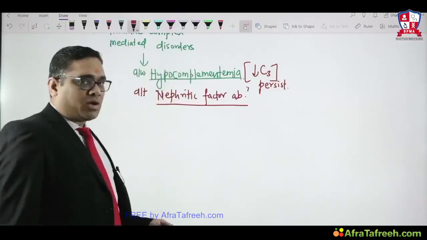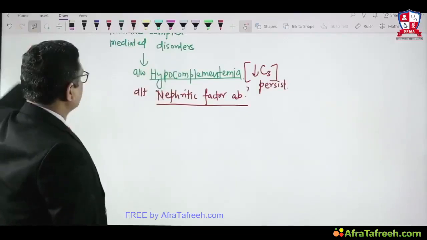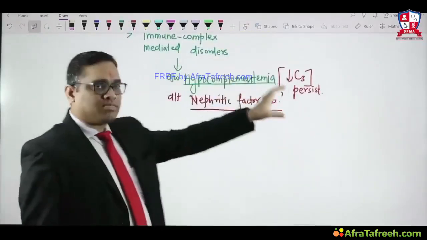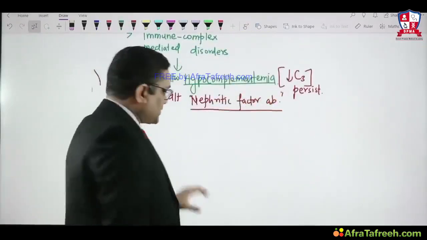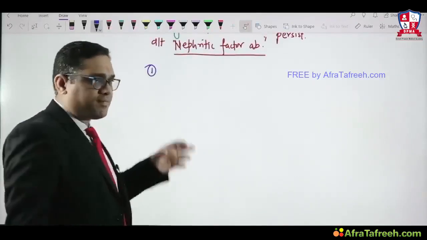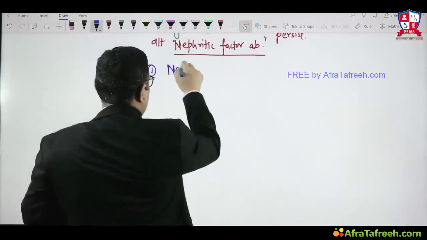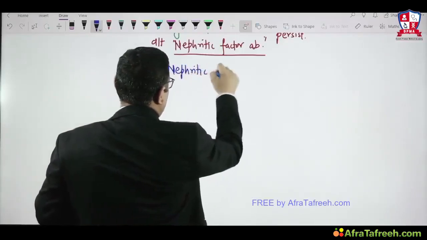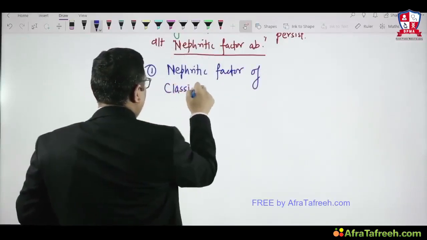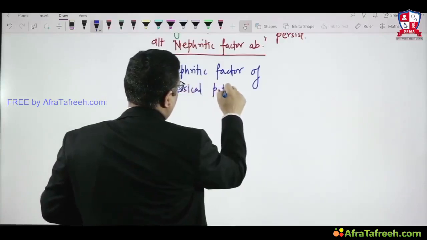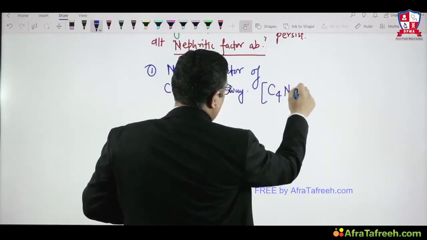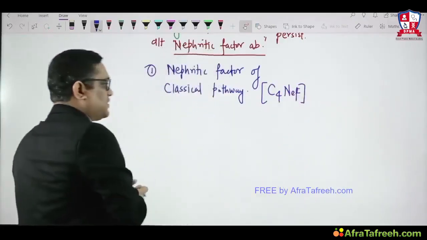So what are these nephritic antibodies? As I said, MPGN is an immune complex mediated disorder where you will find persistent hypocomplementemia due to nephritic factor antibodies. There are three types of antibodies. One is the nephritic factor of the classical pathway, which is called C4NeF.